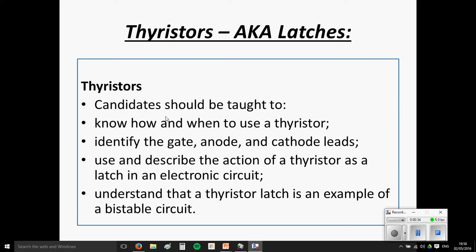So anyway, for GCSE electronic products, you need to know all of this stuff. How and when to use a thyristor, be able to spot the gate, anode, cathode, use and describe how it works as a latch, and then understand why it's an example of a bistable. And to do that, you've got to know what bistable means. So we're going to do all of that. We'll try and do it pretty quickly, and as usual, I'll show you some circuits that might explain it.